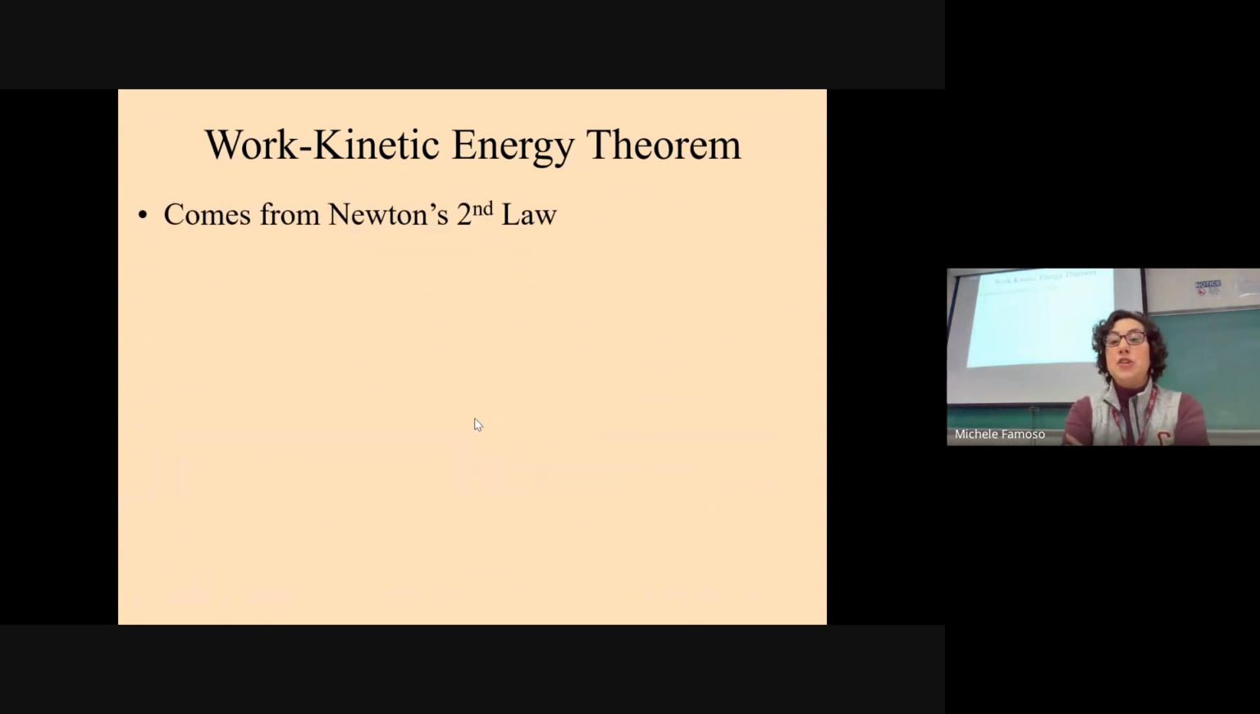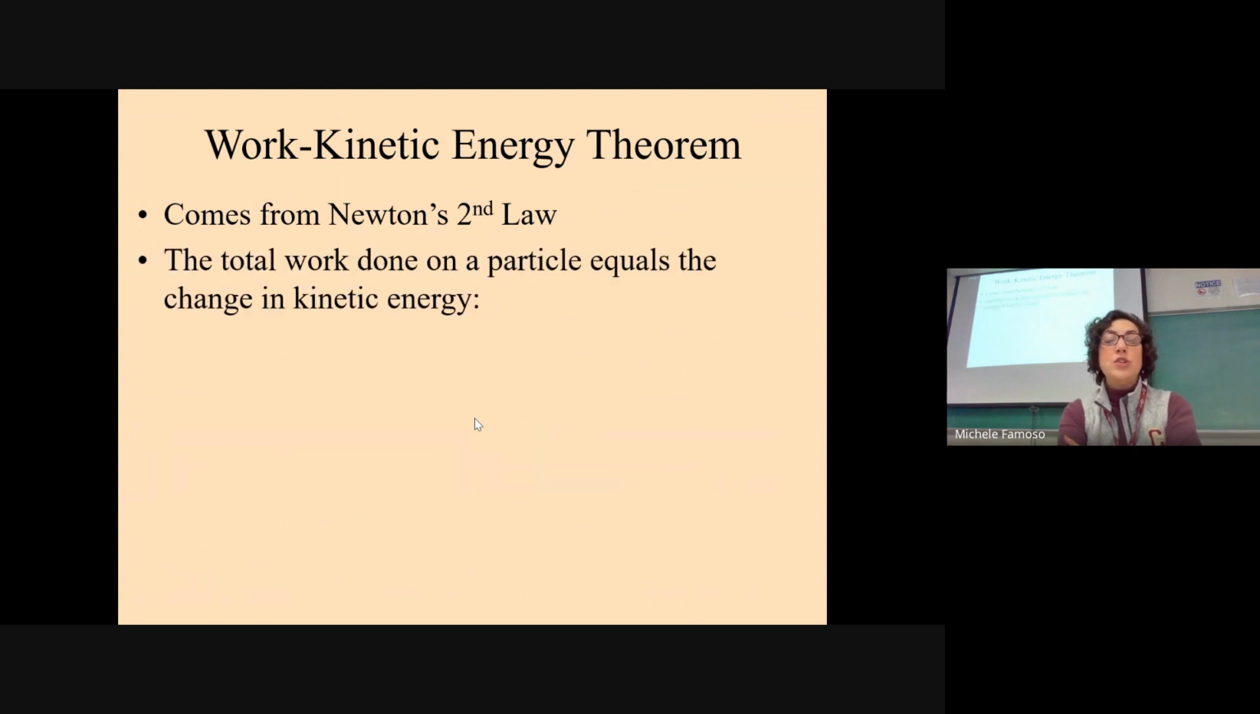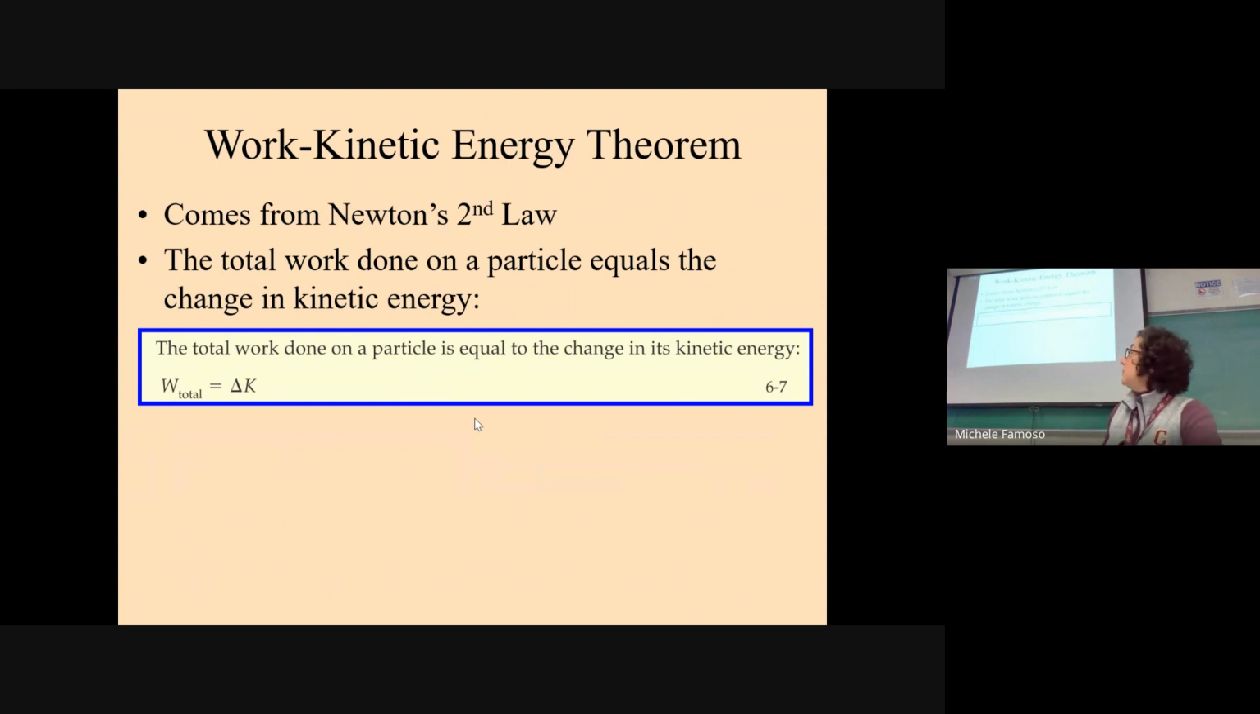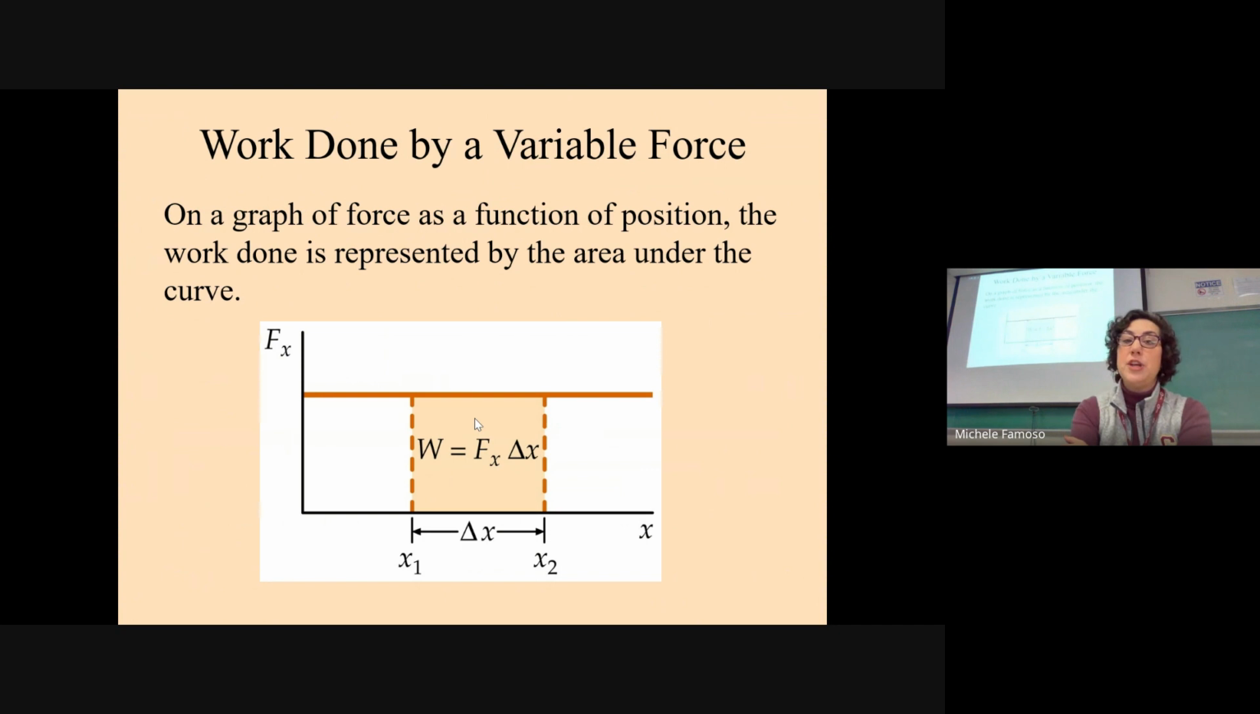Now, the work kinetic energy theorem comes from Newton's second law, which talks about the total work done on a particle equaling the change in kinetic energy. So the net work is always equal to the particle's change in kinetic energy. So if I were to take the net force and multiply by the displacement, that would give me the change in the kinetic energy. If I'm finding the work done by one force acting on an object, that does not give me the change in kinetic energy. Only the work done by the net force would give me the change in the kinetic energy.